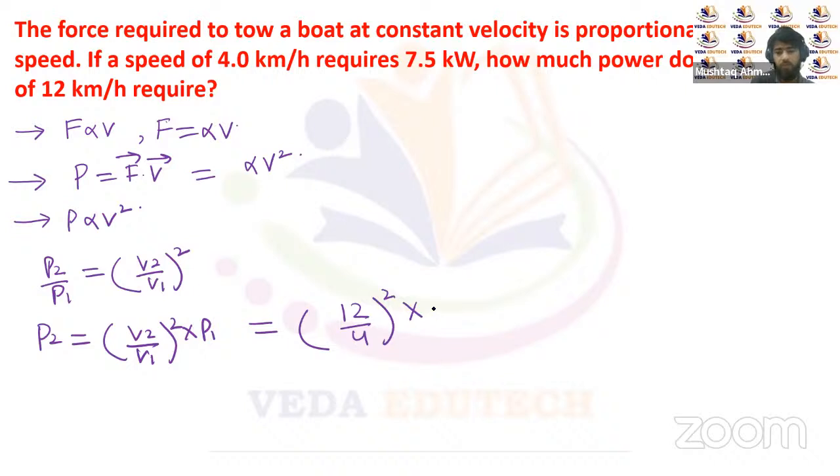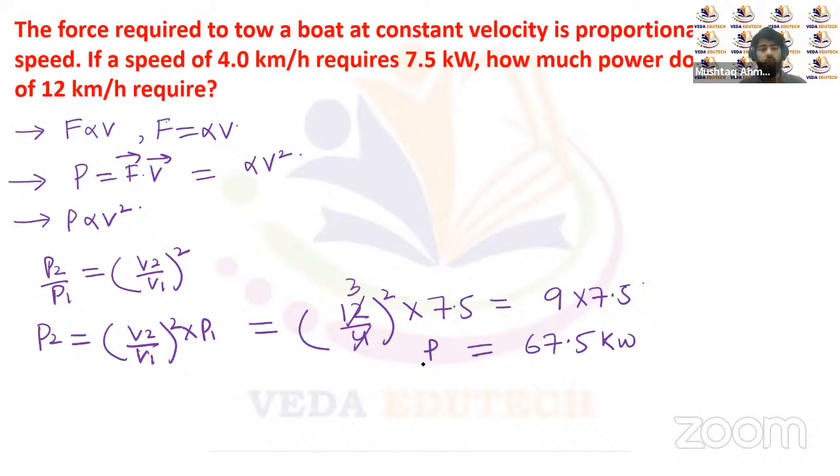The value of V2 is 12 and the value of V1 is 4, whole square, and the value of P1 is 7.5 kilowatts. So 12 upon 4 is 3, and 3 square is 9. So it will be 9 multiplied by 7.5, which is 67.5 kilowatts. So this much power will be required to move this boat with a speed of 12 kilometers per hour. The power required for 4 kilometers per hour was 7.5 kilowatts, and for 12 kilometers per hour it will be 67.5 kilowatts.